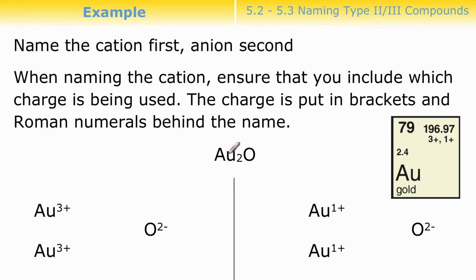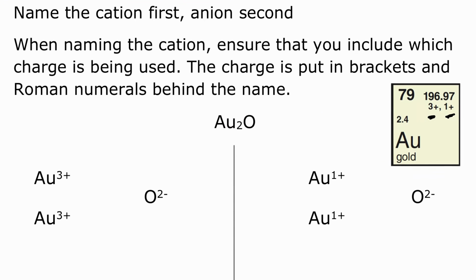For this one particular one, we'll use gold. So gold can play as a 3 plus charge or a 1 plus charge. So if I have the formula Au2O, I need to know which charge it's playing. It's not a 2 plus. I can't just use that number here to indicate that. I have to look at the formula and look at what anion there is to determine what charge gold is playing as. Once I've determined that, then I can give it the name. So I can't just say gold oxide. It has to be gold 1 oxide or gold 3 oxide.